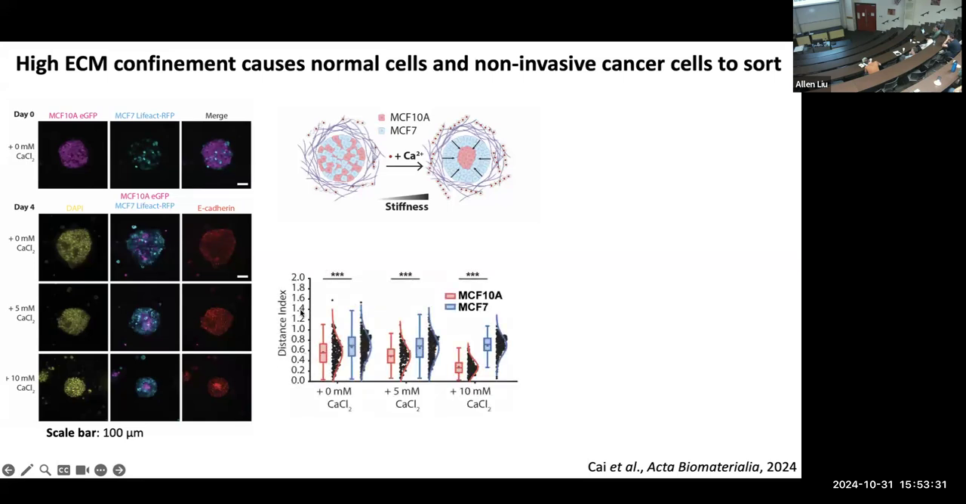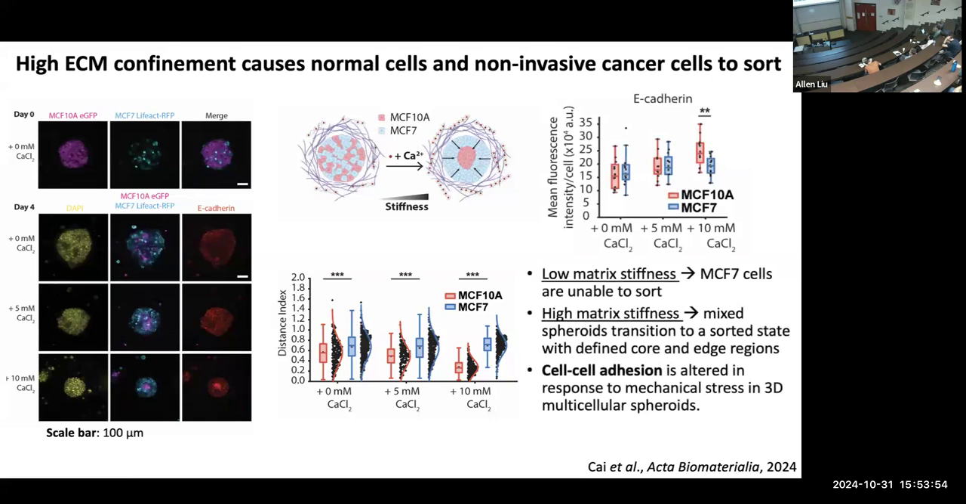But you can see from the analysis here, looking at this index, that at the 0 millimolar calcium chloride, these two cell types are reasonably well mixed. But when you go to the higher confinement stress, you start to get the sorting, where the MCF7 is at the periphery of the spheroids, and then the 10A cells are compacted in the middle. And this correlated with the adhesions.